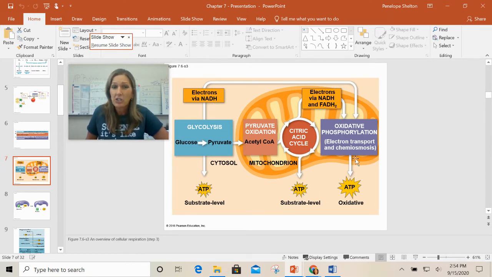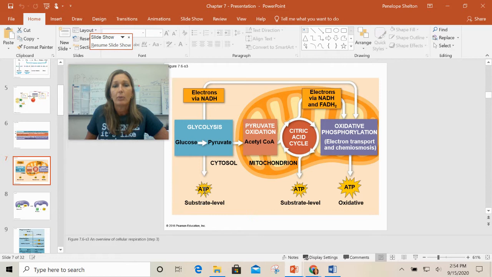But I can actually generate more in oxidative phosphorylation, when I use the electrons in the electron transport chain and the protons to power chemiosmosis. I can generate up to 34 more ATPs through this oxidative phosphorylation process. So this is also where we're going to spend a lot of our time, focusing on the mechanisms by which oxidative phosphorylation actually occurs.